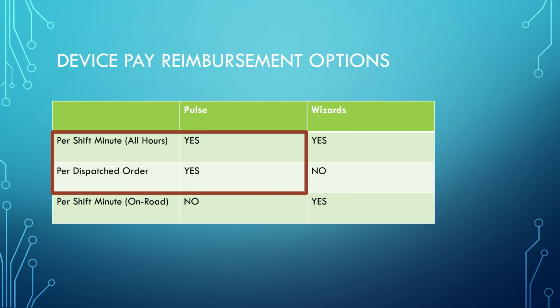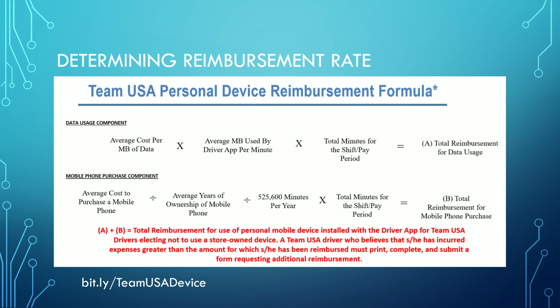Let's take a brief second to back up a bit and just talk about reimbursement rate. Domino's USA has released what their formula for reimbursement is, and you see it takes into account things such as average costs for a megabyte of data, the average megabytes used by the driver app, the average cost of a mobile phone, the average years you keep a phone, and so it comes up with a total reimbursement for data usage, and then a total reimbursement for mobile phone usage.